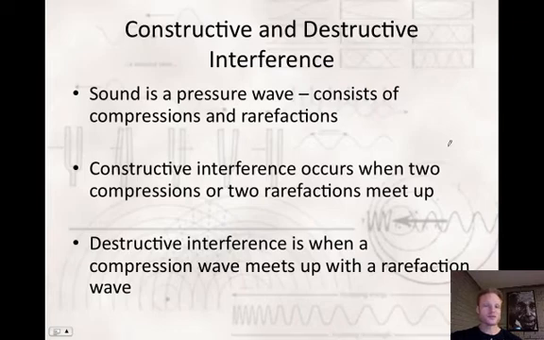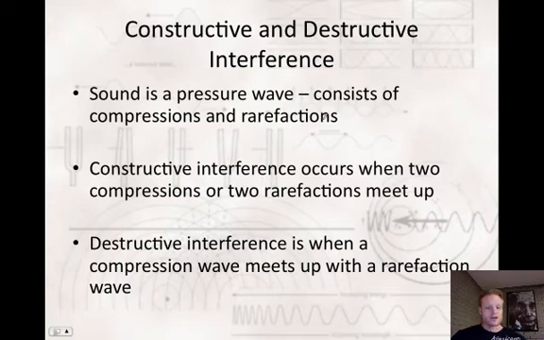Just like what we had talked about in the previous unit, sound waves can undergo constructive and destructive interference. Sound is a pressure wave, so it's a longitudinal wave, and it consists of compressions and rarefactions. If you need a refresher on what that is, check out the previous lesson because we talk about it there. Constructive interference occurs when two compressions or two rarefactions meet up.